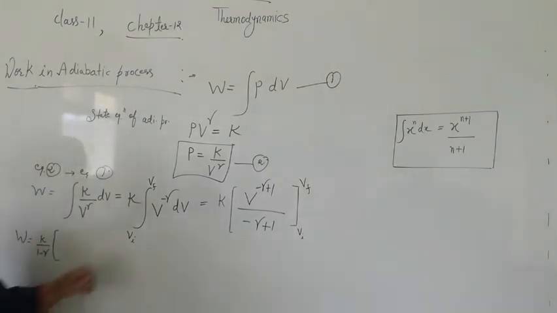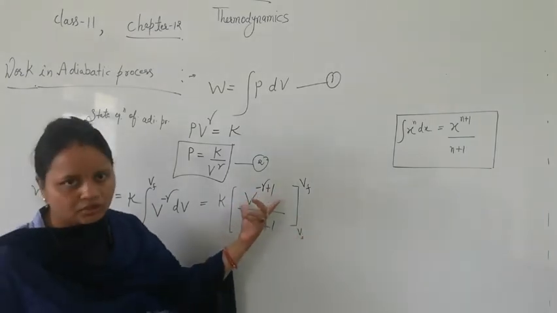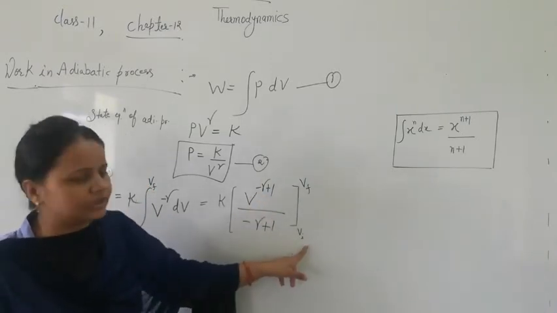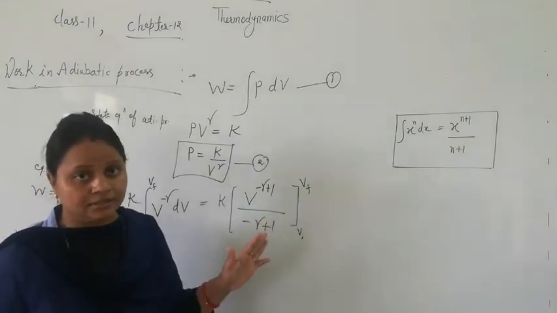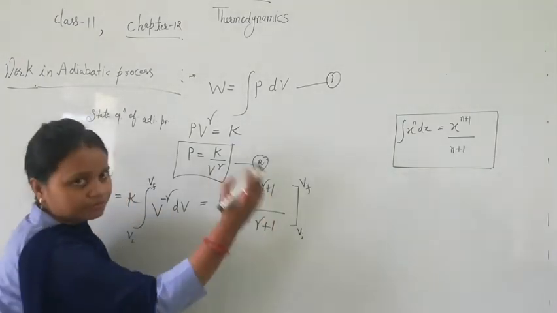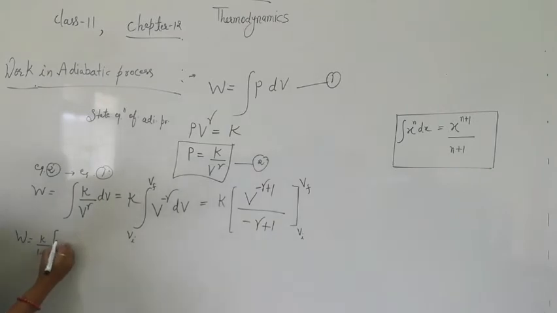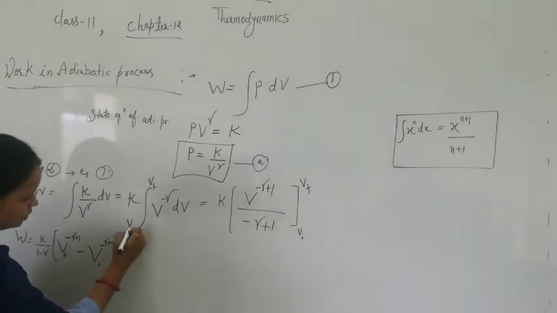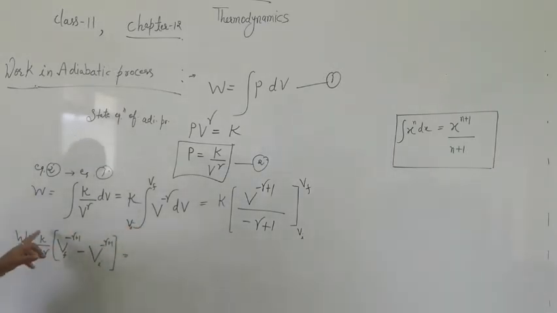And then what about these limits? When we have the answer of the integration, in place of volume the upper limit is Vf and the lower limit is Vi. We take the difference, I mean upper limit minus lower limit, as the answer of this bracket. Vf is the upper limit with minus gamma plus 1 as the power, minus Vi, the lower limit, with minus gamma plus 1. So the answer is here.